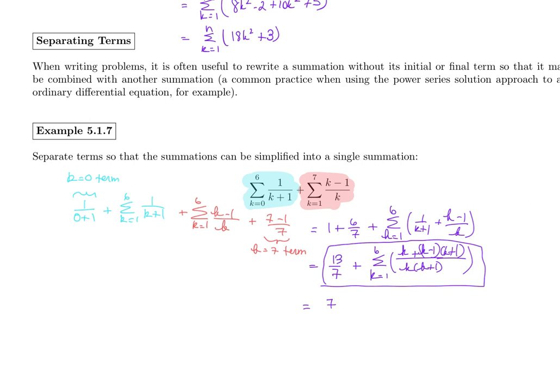Something some of you may have noticed is that if k equals 0 to 6 here, we have the 0, 1, 2, 3, 4, 5, and 6 terms, which is actually a total of 7 terms. The second summation here goes from 1 to 7, which is 1, 2, 3, 4, 5, 6, 7 terms. So they actually have the same number of terms. So there's a way we can adjust one of these summations to actually have the same index limits as the other. And we're going to do that on the next slide.